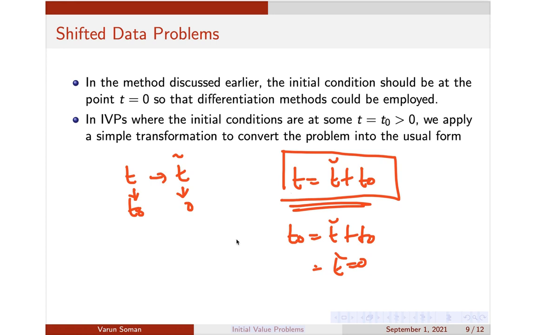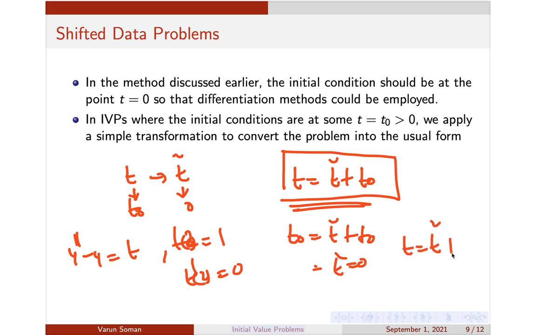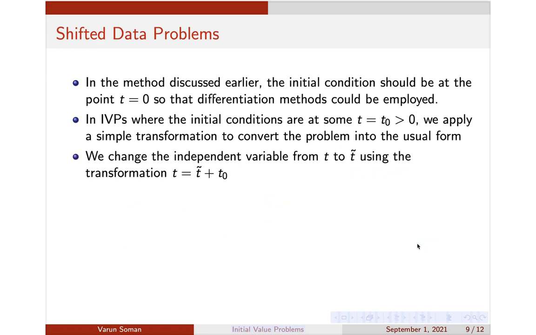Suppose your equation is like this. For example, you have to solve y double dash minus y is equal to t, with y of 0 equal to 1, y of 2 equal to 1, y dash of 2 equal to 0. I'll substitute t is equal to t tilde plus 2. So looking at the initial condition itself, I'll write down the equation. It's very important to understand that substitution.